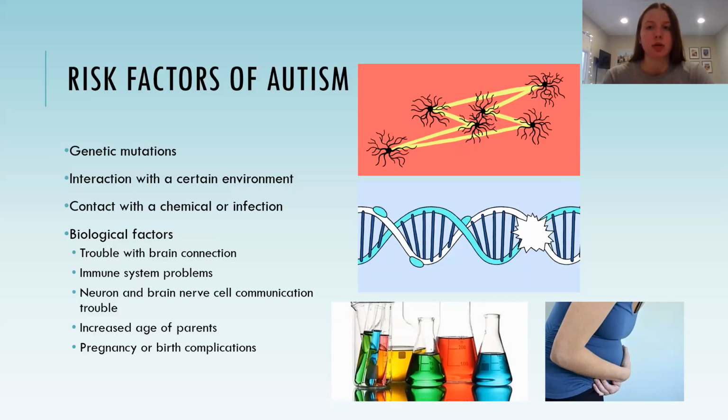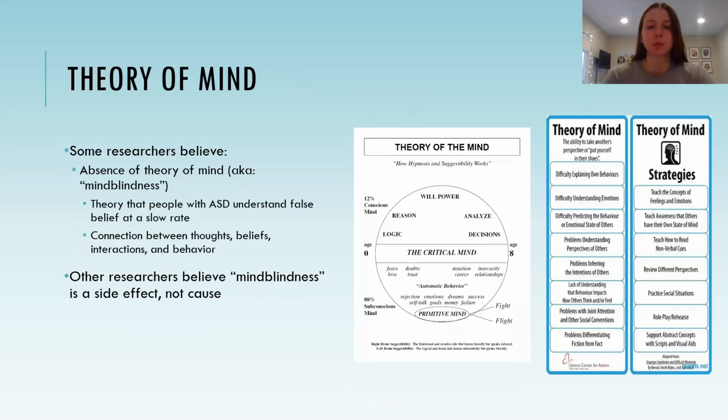Contact with a certain chemical or infection could cause autism in an individual who is vulnerable due to the genetic mutation. Scientists are also researching biological factors that could play a role in autism, such as problems with brain connections, overgrowth in different areas of the brain, and immune system problems. The advancement of parents' ages could also increase the risk, along with pregnancy or birth complications.